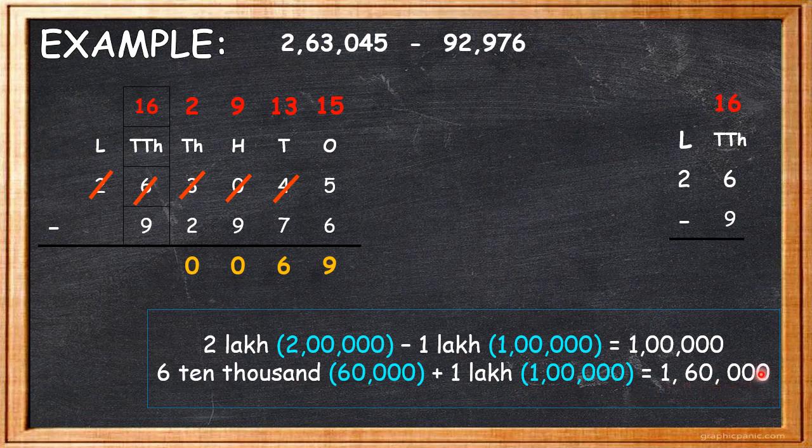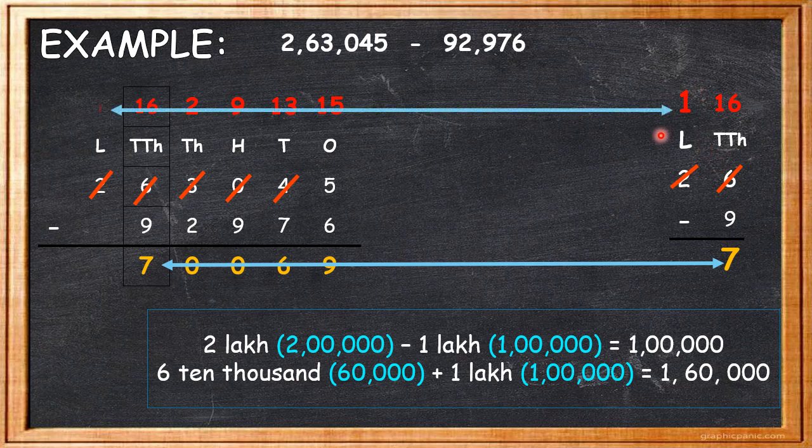Yes. Now, can we subtract 9 from 16? Yes, we can subtract 9 from 16. And after subtracting, we will get 7. And this 7, I'll write in the 10,000s column. Is it clear? And we will cut this 2 and write 1 on the top of the lakhs house.